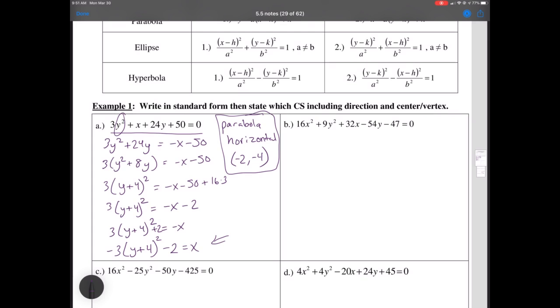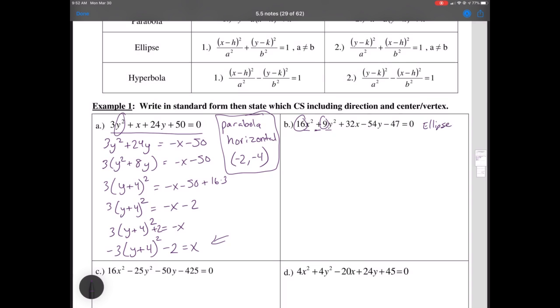So the next one, we'll look at the next problem. Notice that you have an x squared and a y squared. So that means it has to be an ellipse or a hyperbola or a circle. Being that these two numbers are different, it cannot be a circle. But since it's positive between the two, they're both the same sign, it's going to be an ellipse.